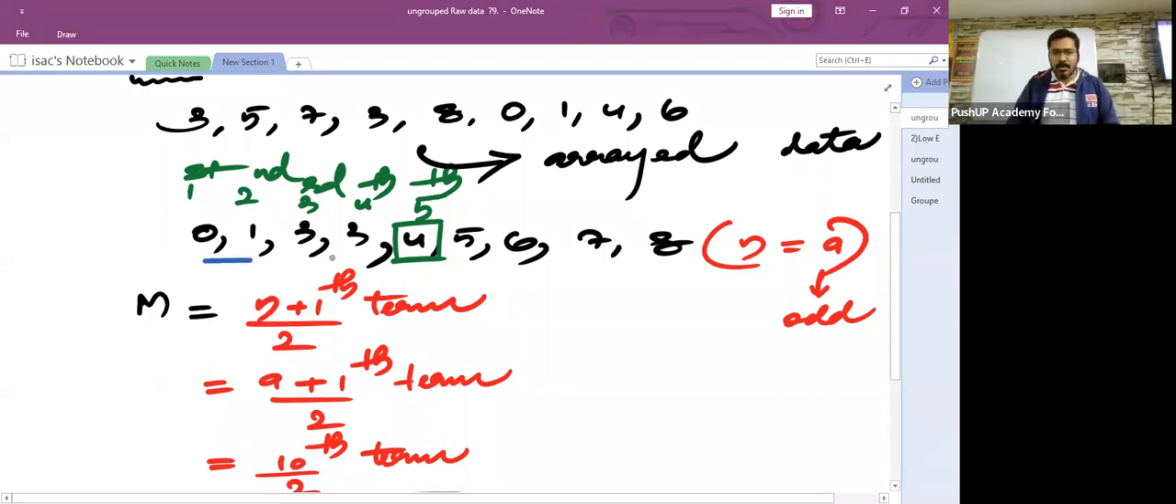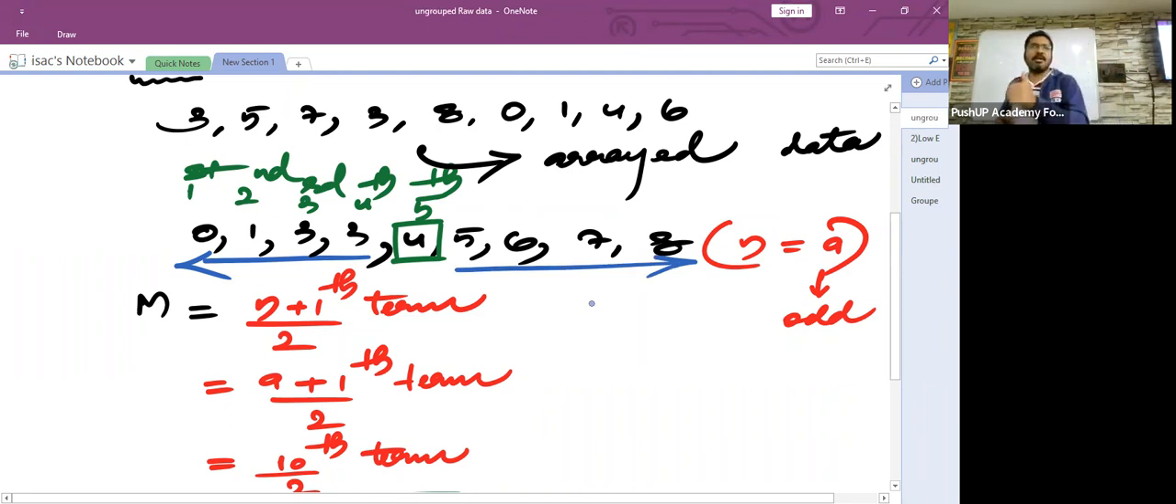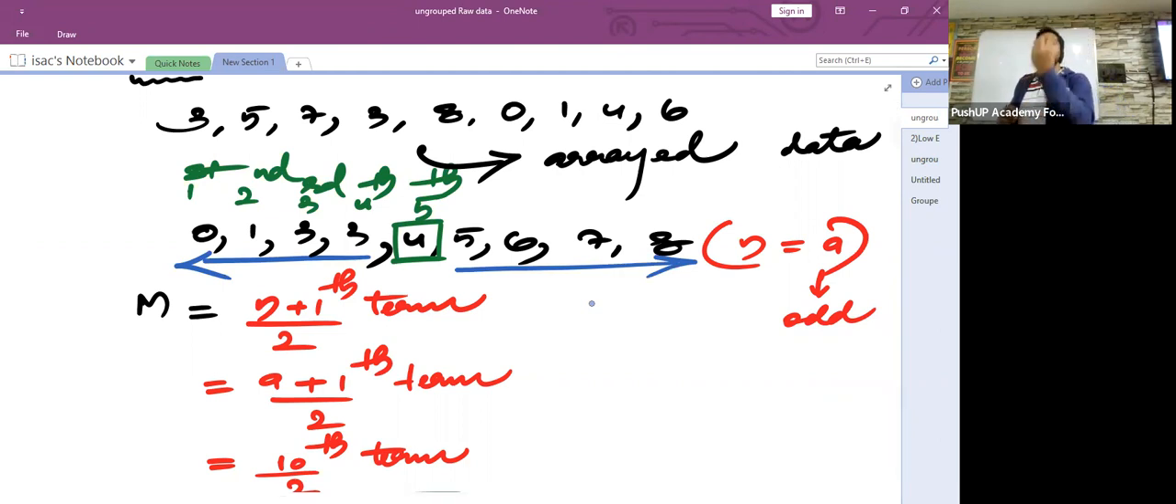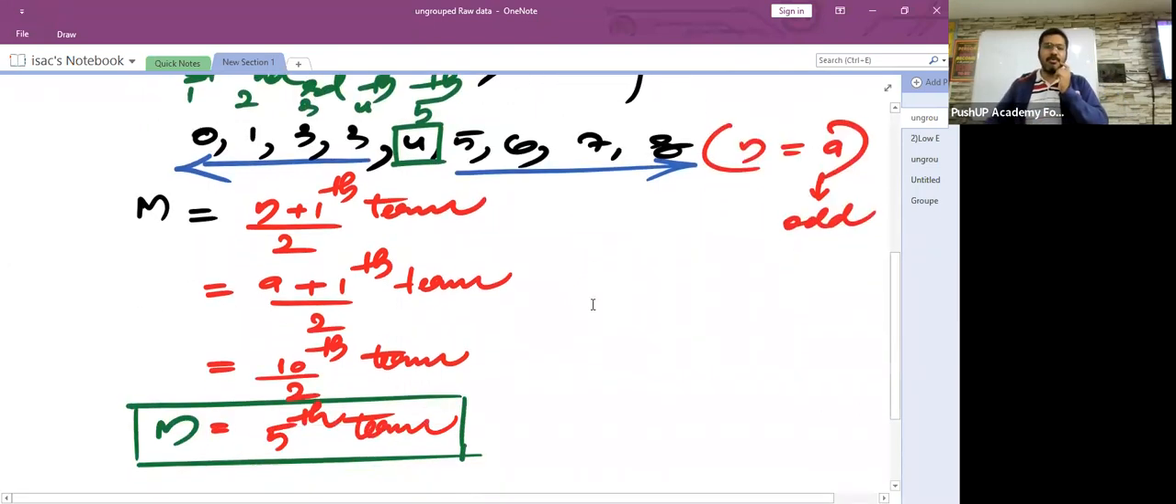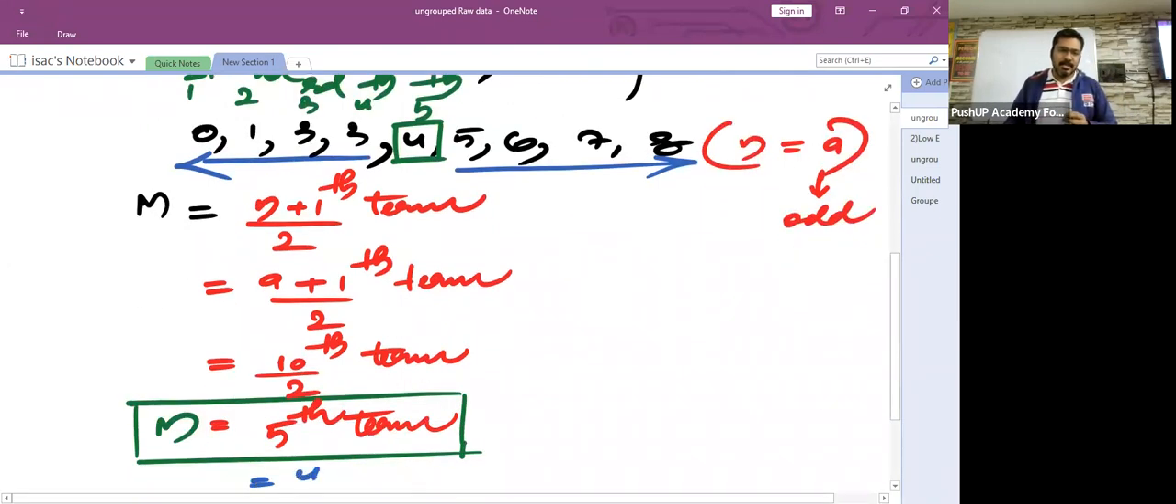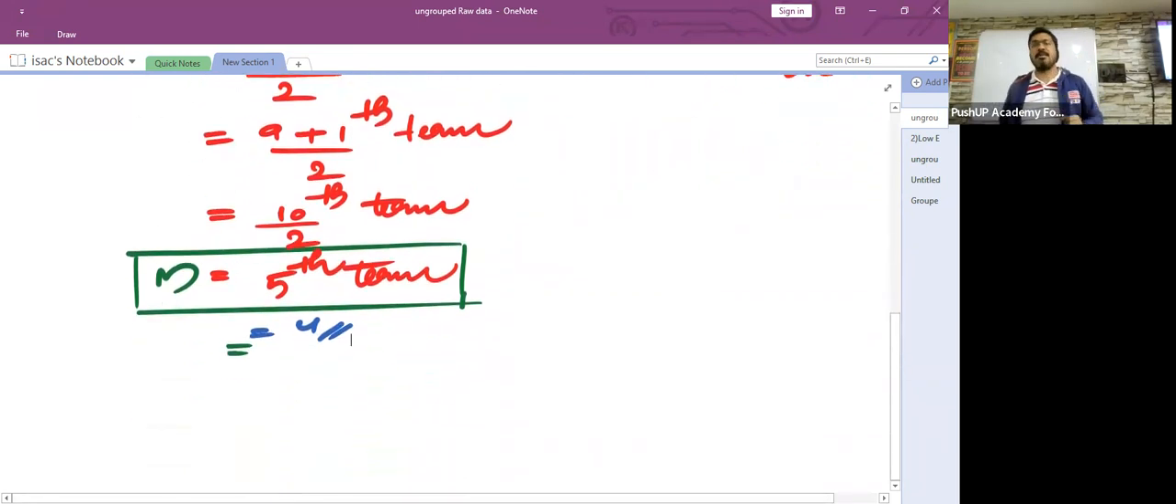Why? Because towards the left hand side of 4, how many observations are there? 0, 1, 3, 3. Total 4 observations are there. Towards the right of 4, how many observations are there? 5, 6, 7, 8. 4 observations are there. Can I say the number 4 comes exactly in the central position of the arrangement of data? Yes. So hence, your answer is median is equal to 4. Understood? So children, this is why I said to pause and listen to me. Median is not 5.